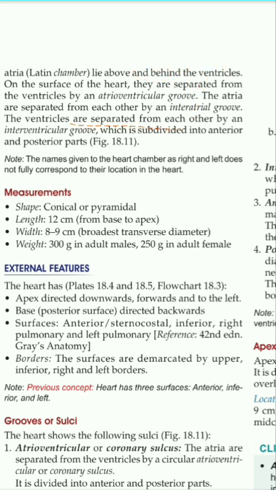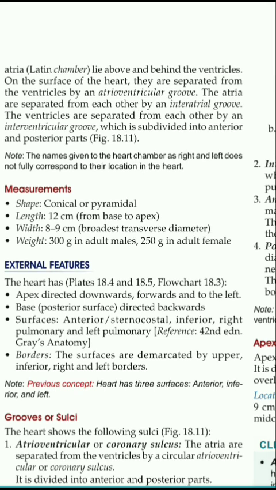The ventricles are separated from each other by an interventricular groove, that means the two ventricles are separated by anterior and posterior parts. If we see the measurement of the heart, it's conical or pyramidal in shape, and its length is 12 cm from base to apex. It weighs about 300 grams in an adult male and 250 grams in an adult female.